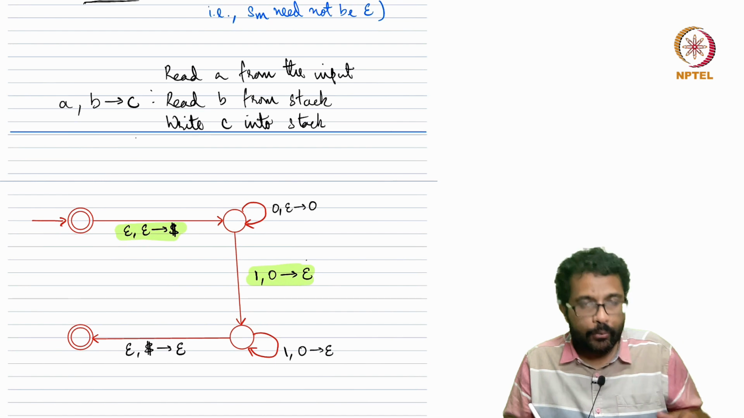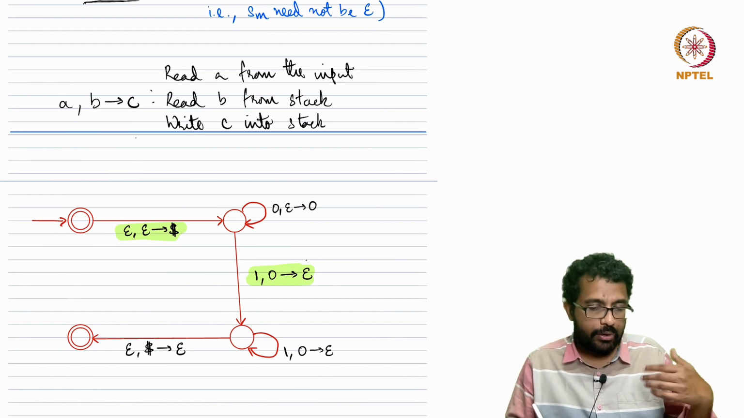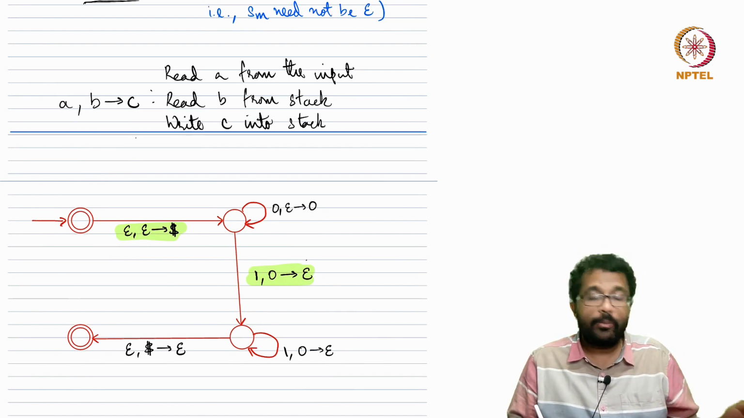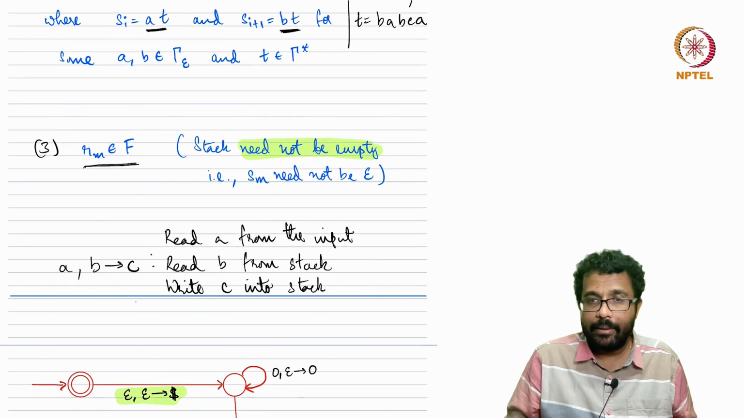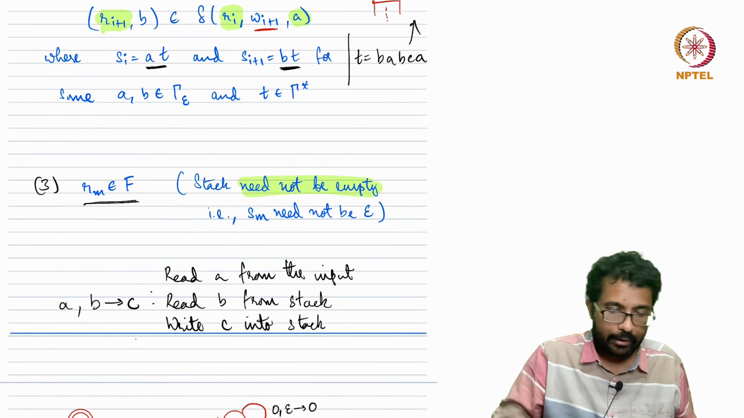So any of them could be empty, right? Which means you could read nothing. You may read nothing from the input, you may read nothing from the stack, you may write nothing into the stack. So all three also can be empty, in which case it's just an epsilon transition.